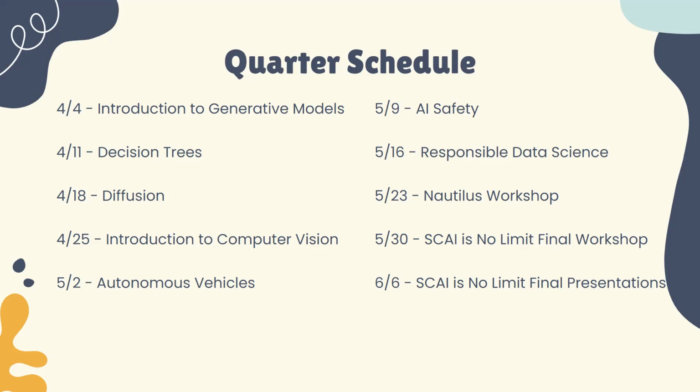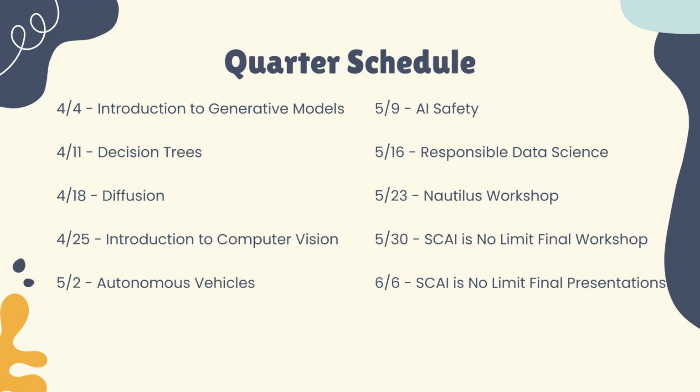So let me go through the calendar. We're going to be posting the slides to the Discord later, and we're going to be posting our calendar to our website as well, if you guys need a double check and a refresher. So today we're going to be going over generative models. On the 11th next week, we're going to be going over decision trees. On the 18th, we go over diffusion. On the 25th, we have an introduction to computer vision.